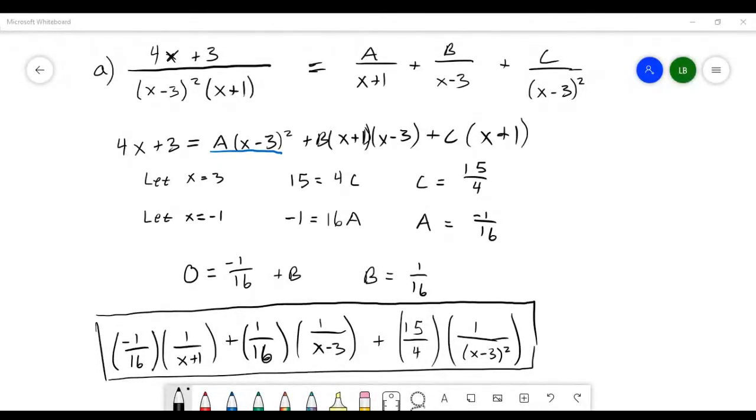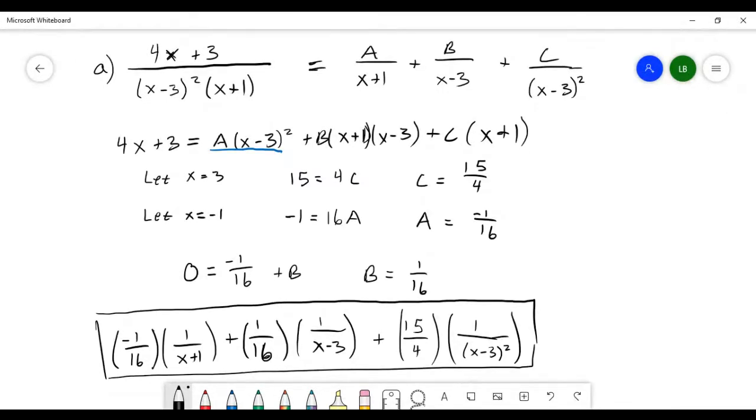Cool, cool. Did anyone get part B? Or the second one? That's all right. For time's sake, let's just go ahead and work through that now.